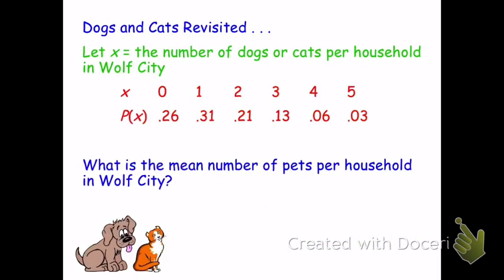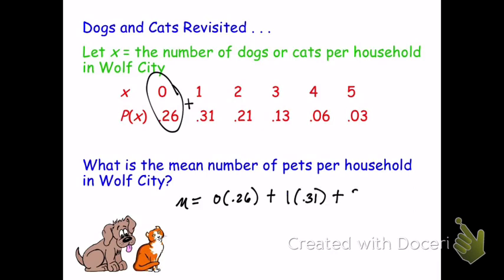So here is my list again. To find the mean, I'm going to show you the first way without doing the 2 lists. And then I'm going to have you put in the 2 lists and we'll do the mean and the standard deviation together. So if I were just doing it the short way, the mean essentially is taking the sum of your x times your probability, so 0 times 0.26 plus 1 times 0.31 plus 2 times 0.21 plus all the way to 5 times 0.03.